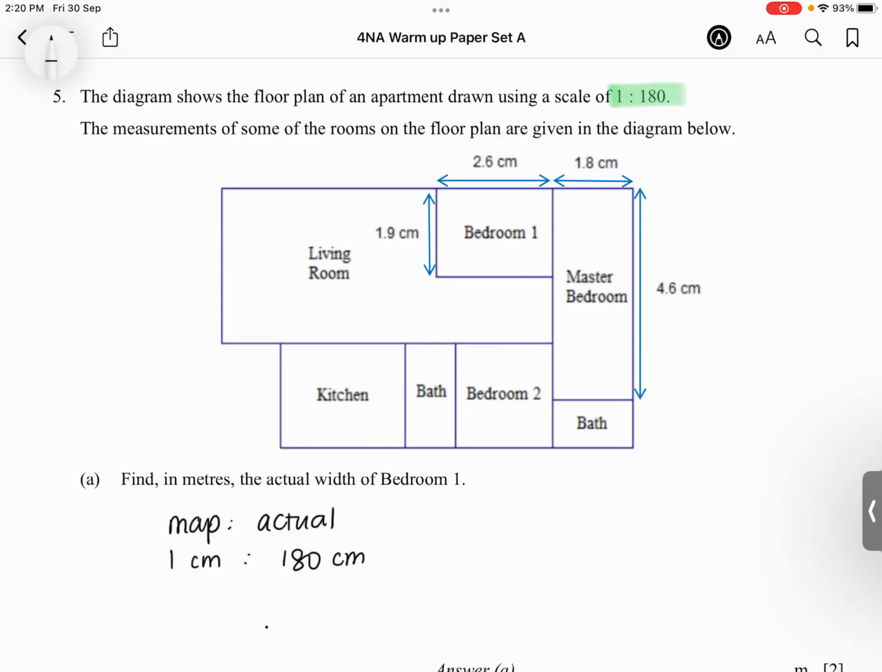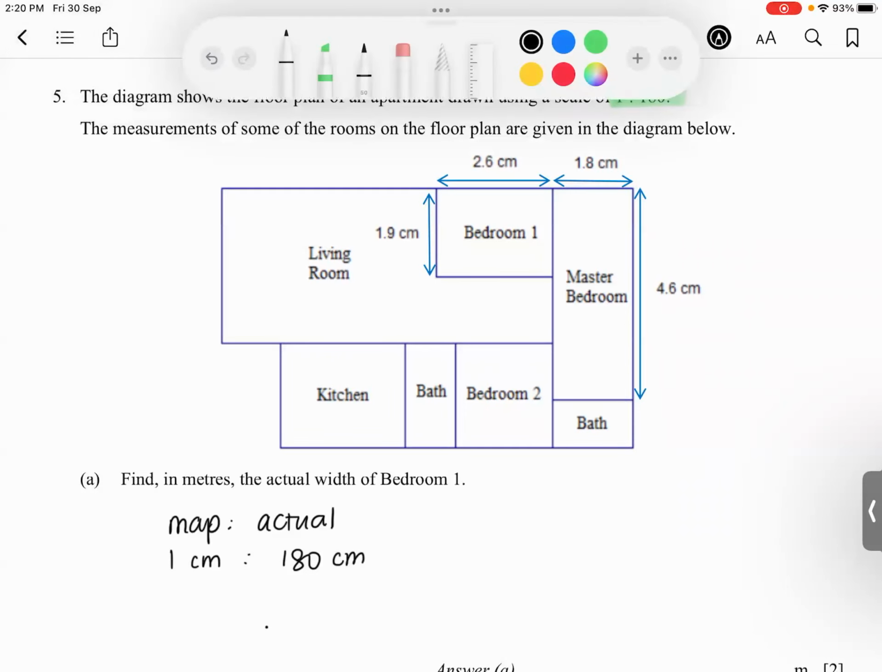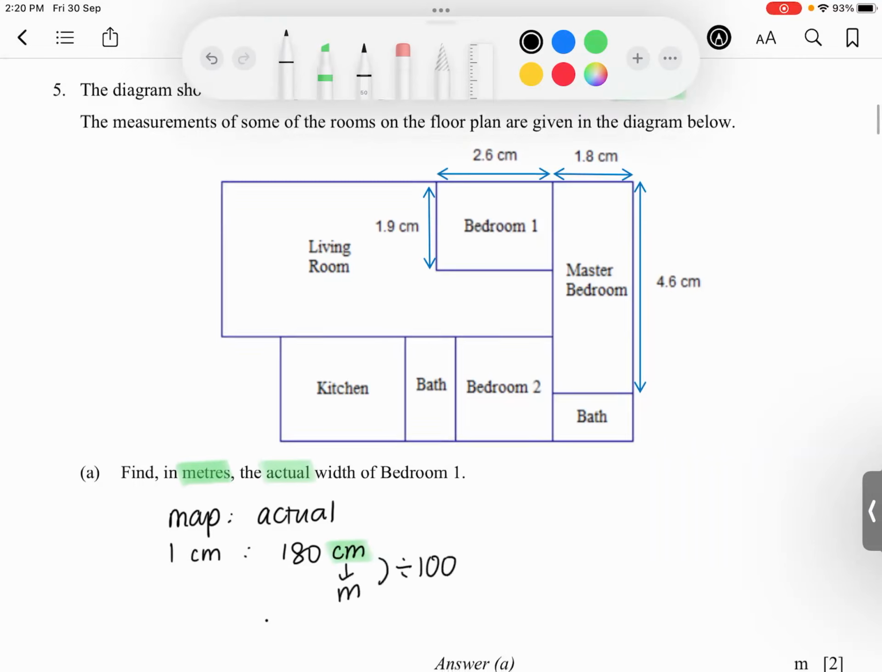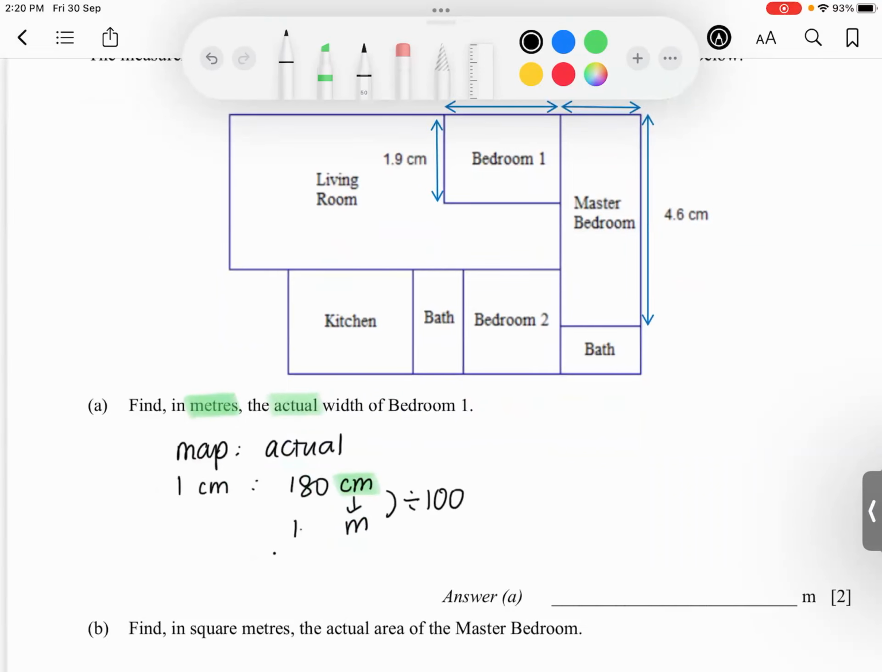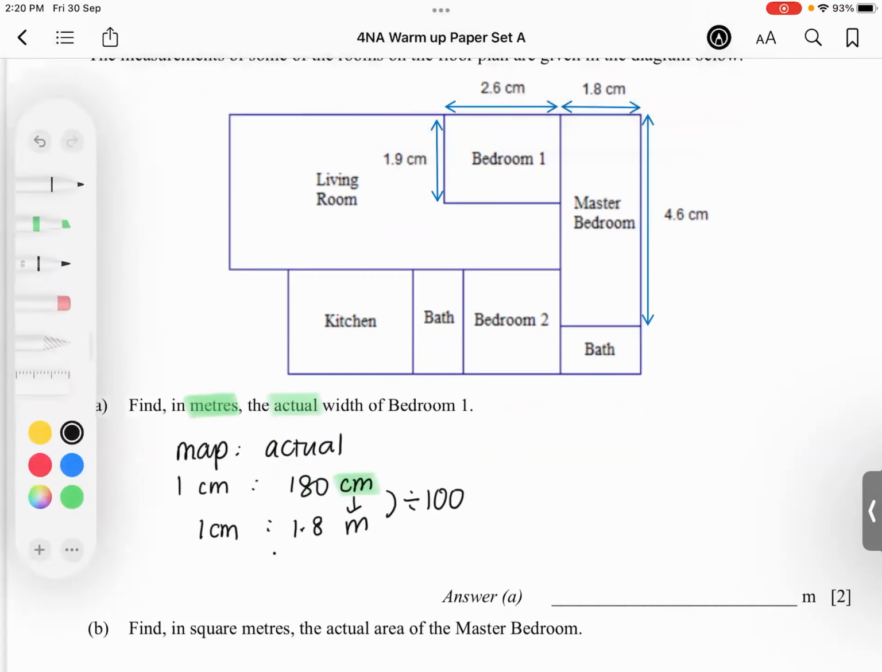Then always read the question. The question says find in meters the actual. So you want the actual, this unit here, to change to meters. So you divide by 100. Dividing by 100, we get 1.8 meters for 1 cm.